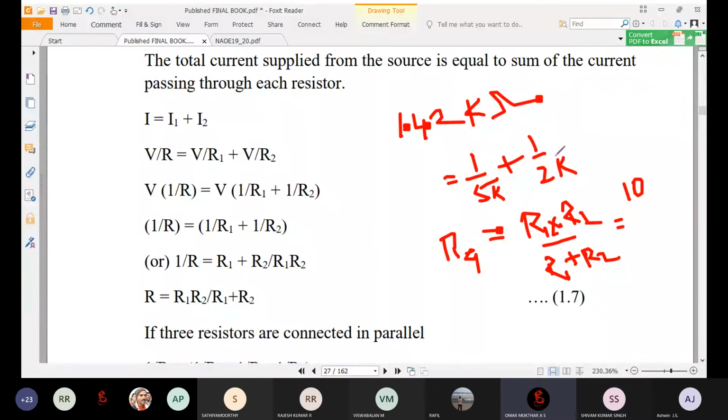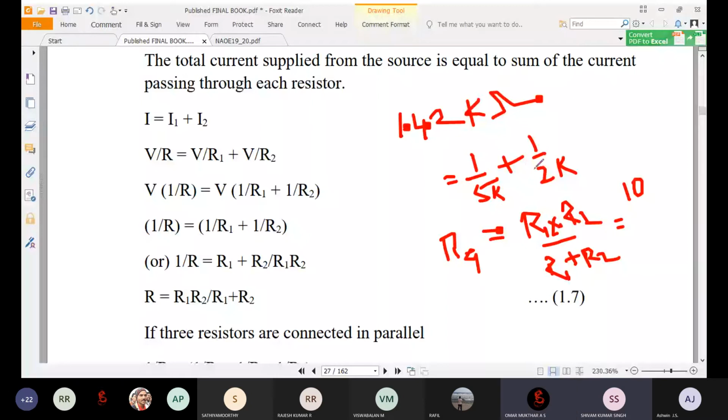10 by 7 only. 10 by 7 is equal to 5k? Wait, 5k is nothing but 5,000, right? If you multiply 5k with 2k, what will be your answer? 10k into 10 to the power of 10k.